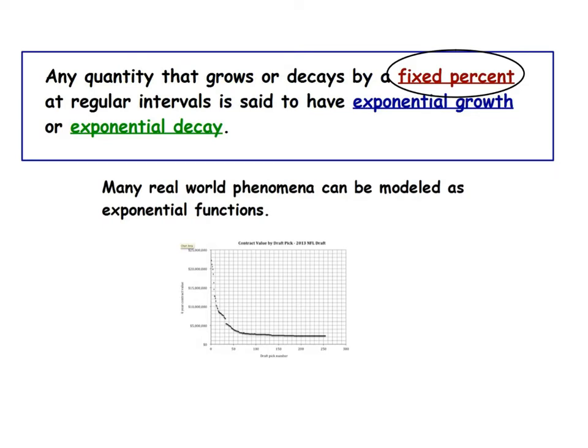Keep in mind that any quantity that grows or decays by a fixed percent at a regular interval is said to have exponential growth or exponential decay. So you're looking for that fixed percent for it to be exponential. And you can think about how that differs from linear, where you're adding or subtracting the same amount each time. That's going to be linear. Where with exponential, you're multiplying by a certain amount and it's growing much faster or decaying much faster.